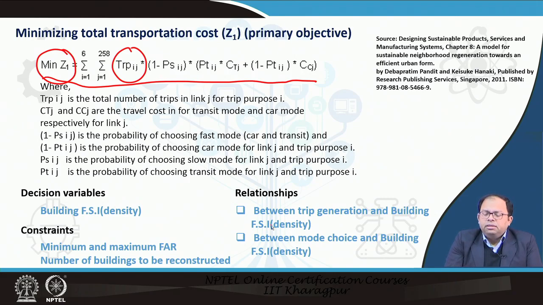One is between trip generation and building density. That means there could be a hypothesis that when building density increases, the number of trips reduces or the length of trips reduces. The other is between mode choice and building FSI density. That means when density is high, people are more prone to choose certain modes which will lead to lesser cost. These relationships could be either positive or negative. If such relationships exist, we can minimize transportation cost by determining a certain kind of density. So density, again, is one aspect of land use.